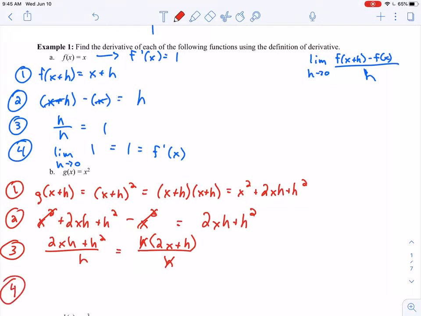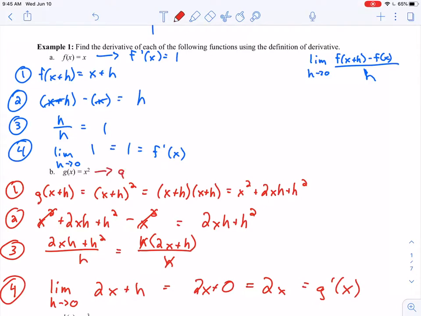Step 4, okay, let's go ahead and take the limit as h approaches 0. What was I left over with in step 3? I had 2x plus h. So I'm just plugging 0 in for h. This is 2x plus 0, which is just 2x. So that's my derivative g prime of x. So if I start with x squared, I ended up with g prime of x is equal to 2x.